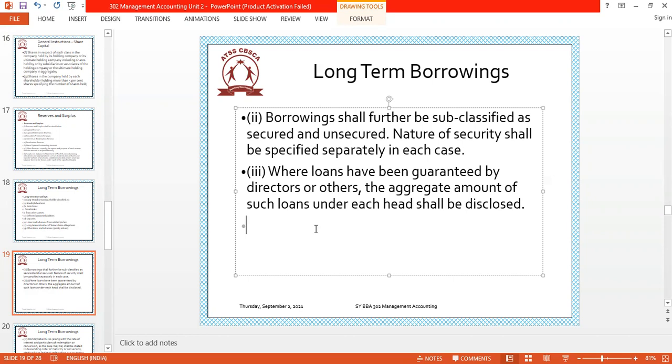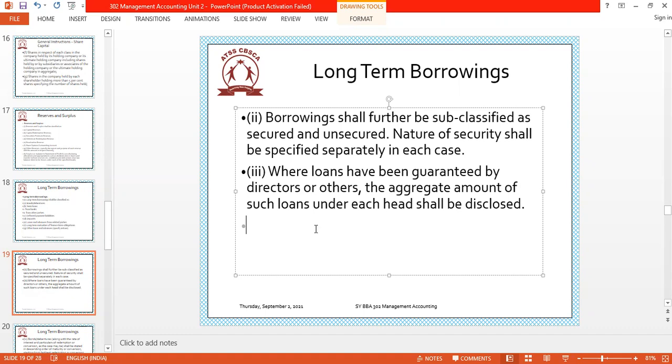So secured loans are the loans which we have taken by depositing some title papers with the bank. Those are called secured loans. So when we have such loans in the balance sheet, we have to clearly mention it is secured loan on plant and machine, secured loan on land and building. That needs to be mentioned in the balance sheet. These are the guidelines that the government has given as far as the balance sheet is concerned, as far as long-term borrowing is concerned.